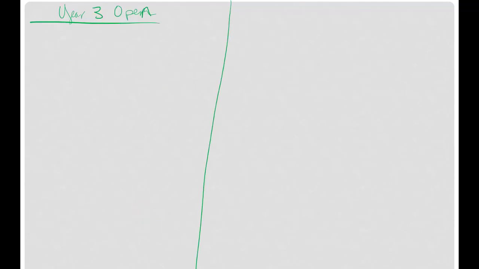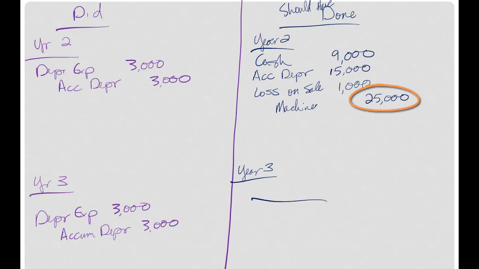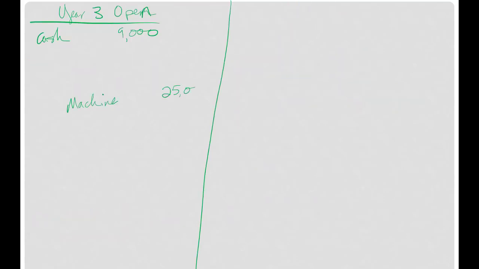So let's see here. First off, I need to record cash coming in of 9,000. I know that. Second, I know I can get rid of that machine. So let's put that in here. And the machine right here, $25,000. Let's see, what else do I know? Well, I know that I've got to debit away accumulated depreciation, but I'm not sure how much. Let's go back and take a look.